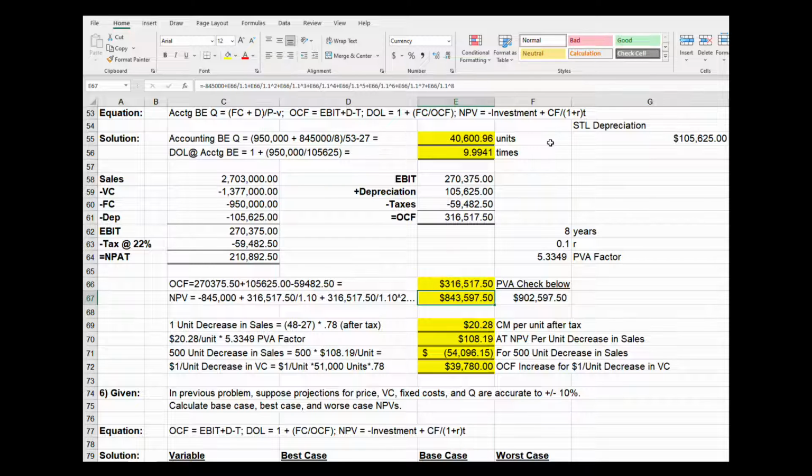And then my net present value is the minus 845,000 project cost plus those cash inflows in E66, 316,517.50 divided by 1.1. Then the same cash flow again divided by 1.1 squared, same cash flow again divided by 1.1 cubed, and so on all the way out to the 8th year. And I get an NPV of 843,597.50.